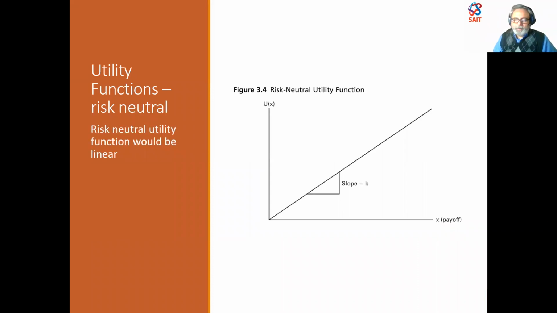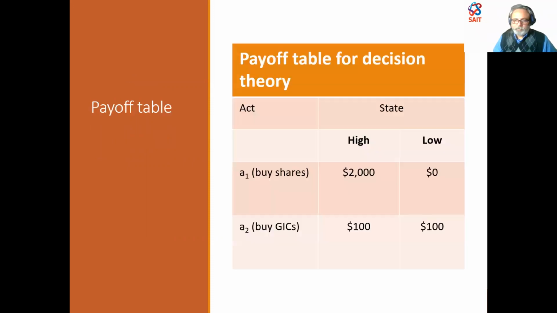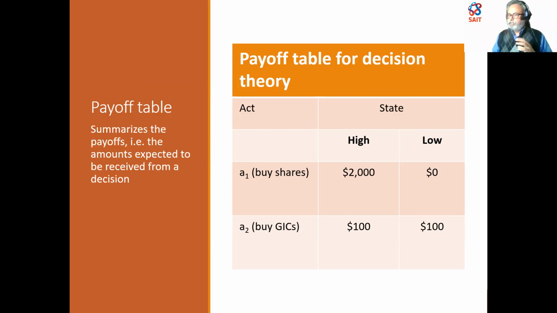Now, when you're doing math for an individual investor, we will be using something called a payoff table, right? A payoff table associates what actions an individual decision maker will take, or rather what the outcomes of actions taken by an individual decision maker are, depending on what state of nature is realized.